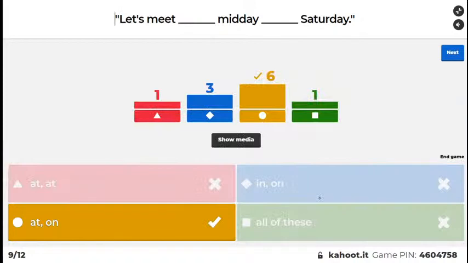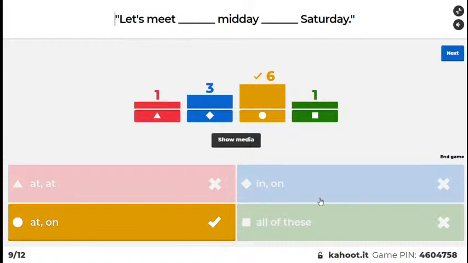Okay, guys, I've got six correct answers. That's very good to see. It's "Let's meet at midday on Saturday." Here we are specific. We are mentioning a specific time, midday, so it is "at". And the other preposition is "on" because we are mentioning a specific day. Okay, and I hope you all got it.